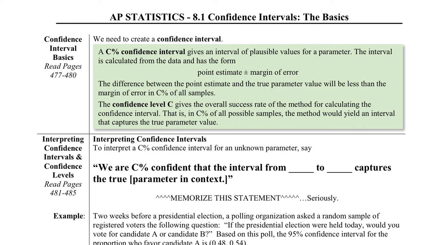You've heard me ask you many times in class, how confident would you be with your predictions about our population? And that's literally our confidence level. And you'll see how that comes into play as we proceed.